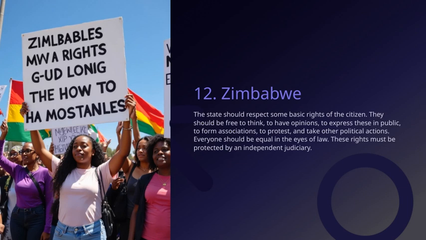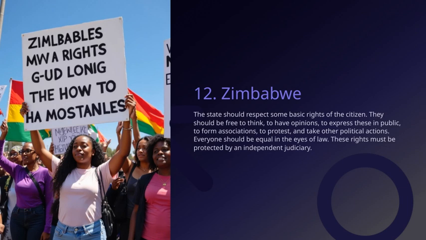Additionally, everyone should be treated equally under the law, no matter who they are. Equality is a core principle that ensures fairness and justice for all citizens. To safeguard these rights, it's vital that an independent judiciary exists, meaning the courts must be free from political influence so they can fairly protect citizens' freedoms.